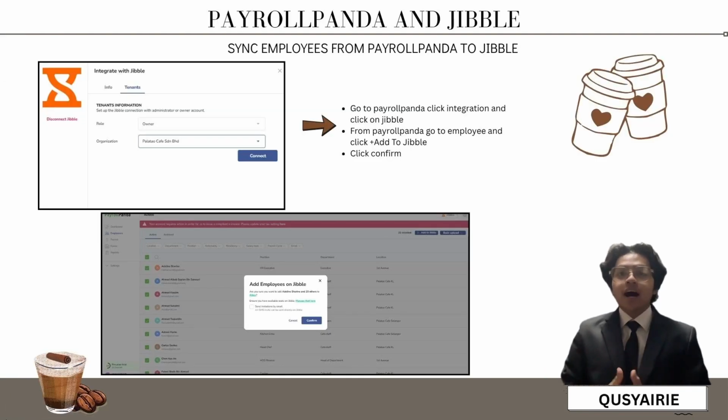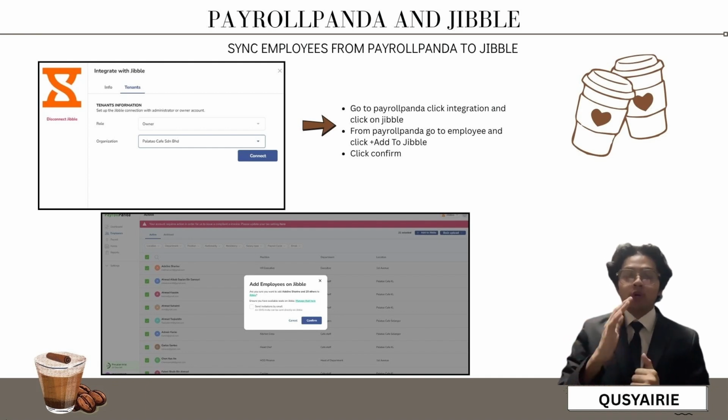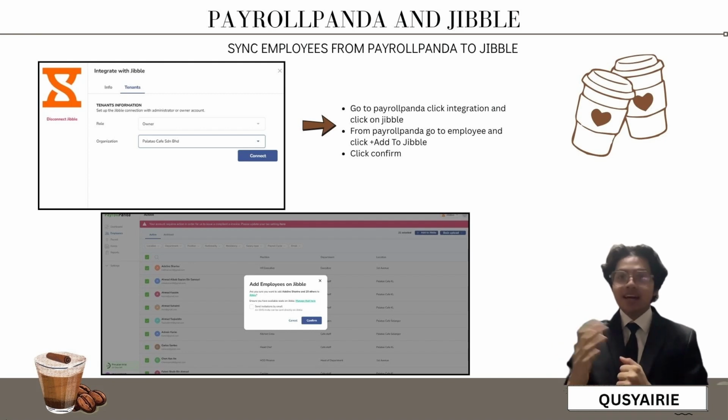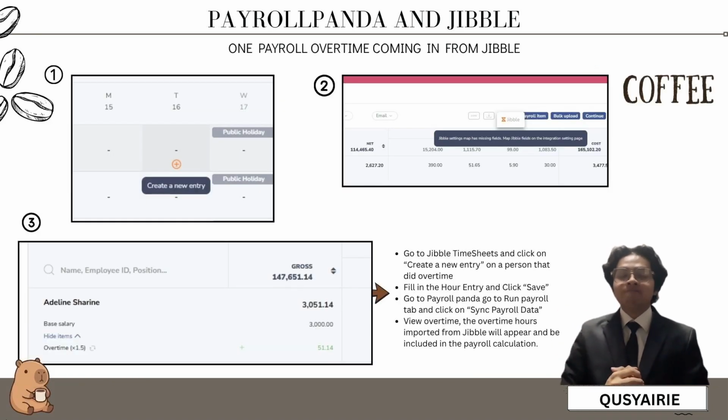Now, I will explain how to sync employees from Payrollpanda to Jibble. Go to Payrollpanda, click Integration, and click on Jibble. Now, from Payrollpanda, go to Employee and click Plus Add to Jibble. Lastly, click Confirm.